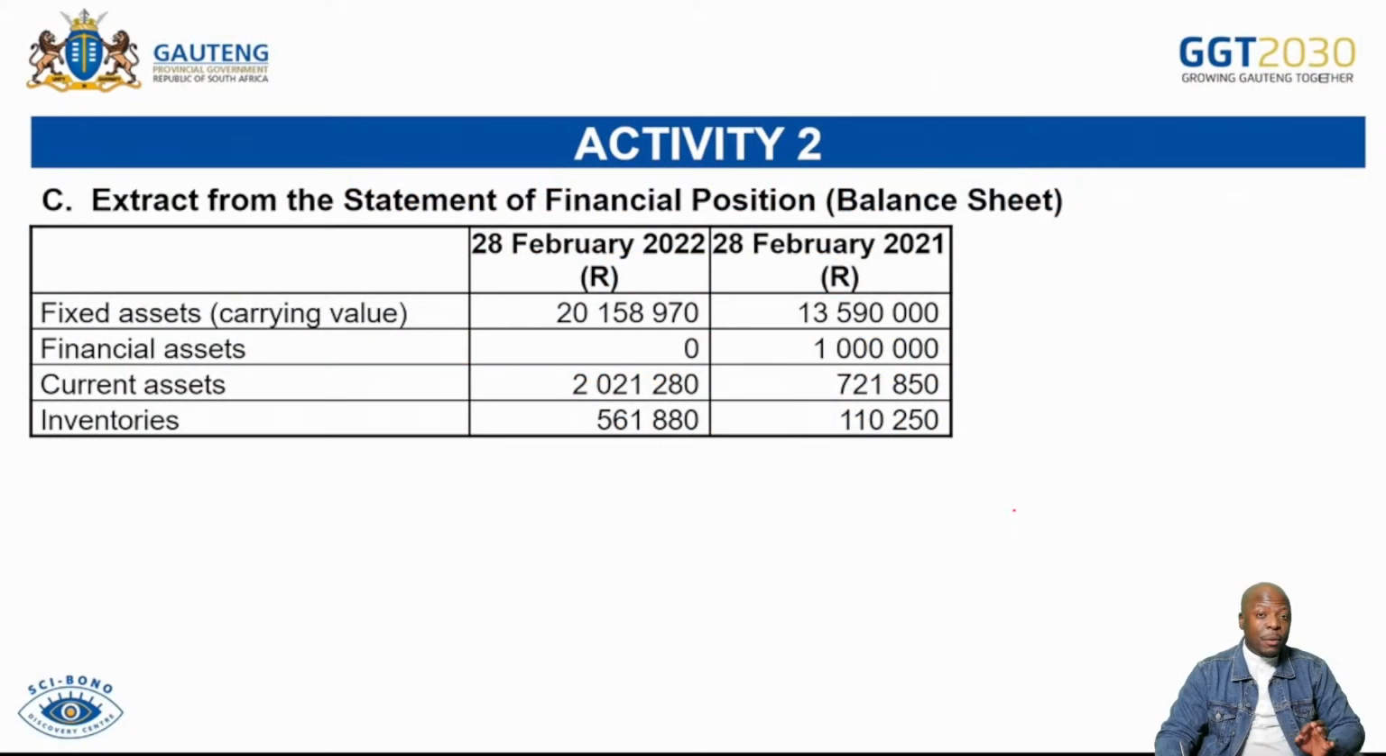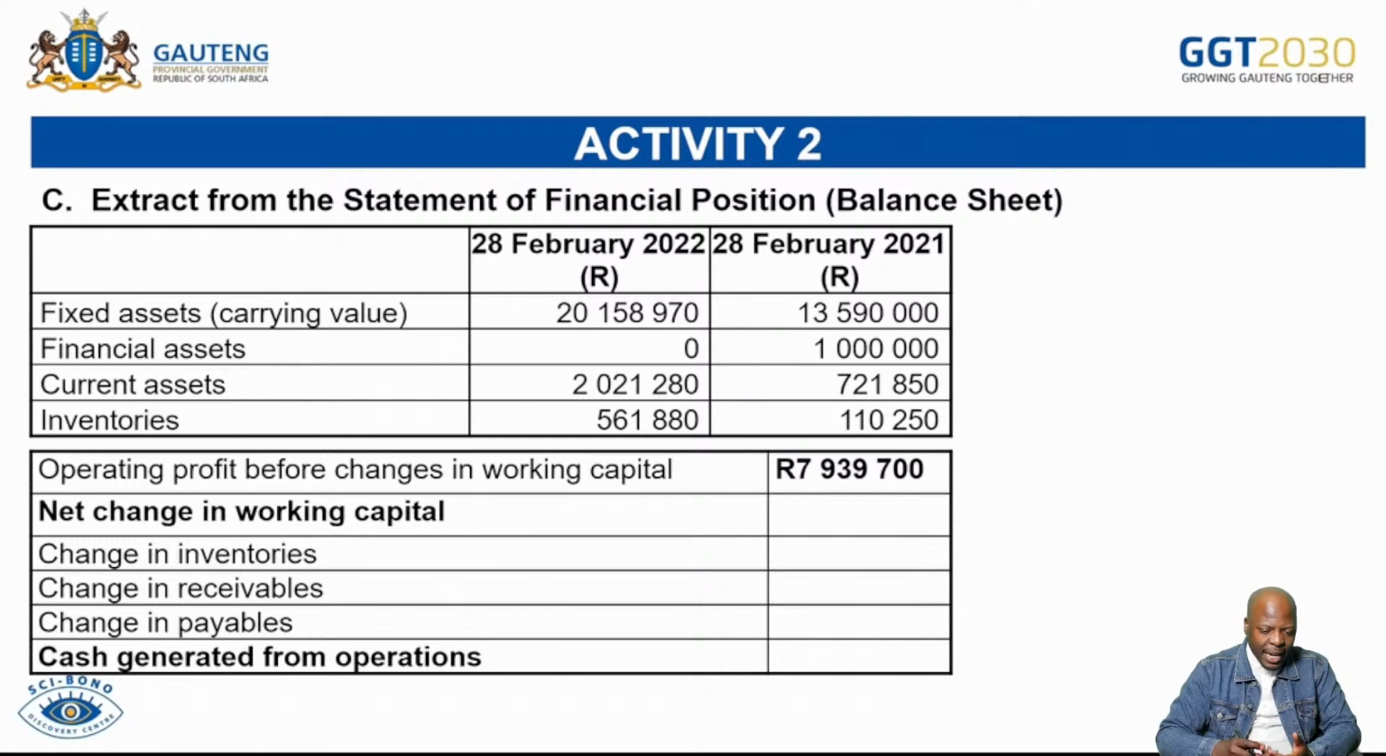Welcome back, guys. Before the short ad break, remember we said we are now going to do the changes in working capital. And remember, we've already calculated the operating profit before the changes in working capital, which was our 7,939,700. We did this one together. So we're now coming to the changes in working capital. And on our changes in working capital, we're looking at three aspects: our inventories, our receivables, and our payables. And we're going to look at them one by one. But I then said I wanted to show you a quicker way of calculating these changes.